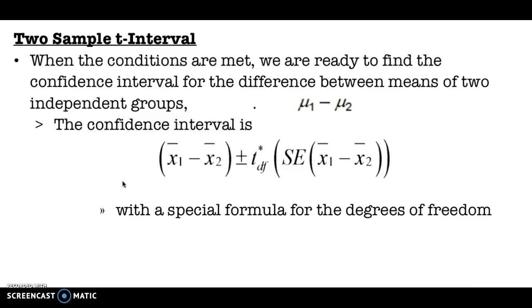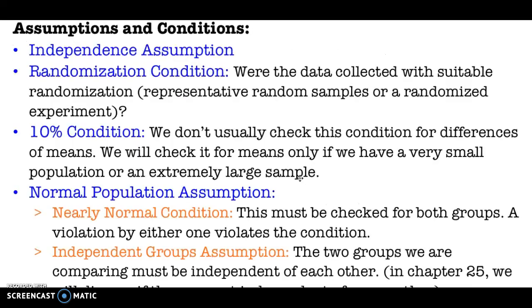Okay, so when the conditions are met, we are ready to find the confidence intervals for the difference between means of two independent groups, mu1 minus mu2. The confidence interval is your sample mean of the first group minus the sample mean of the second group, plus or minus your critical value, the t critical value, times your standard error of x1 minus x2. And remember, I showed you the standard error formula before here.